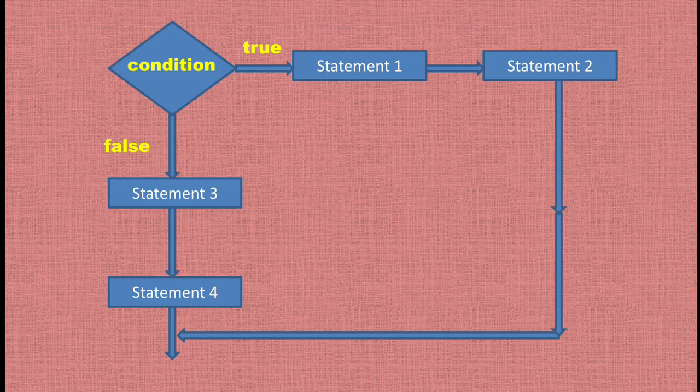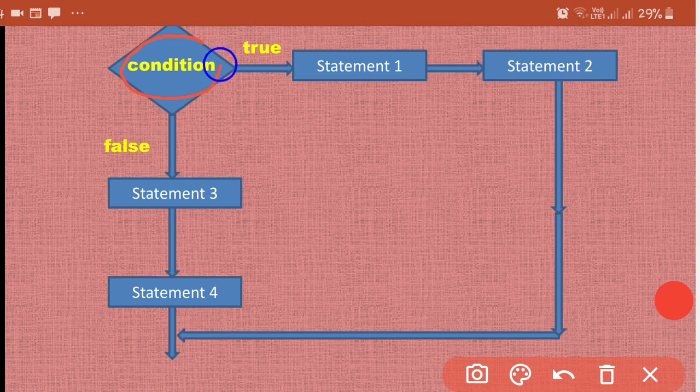Now see a flowchart here. You can see this is the condition. Here you specify the condition, and this condition will either be true or false. If it is true, you have to go on this way and execute all the statements that come in this way. Okay, and then you have to simply come out of this if statement.